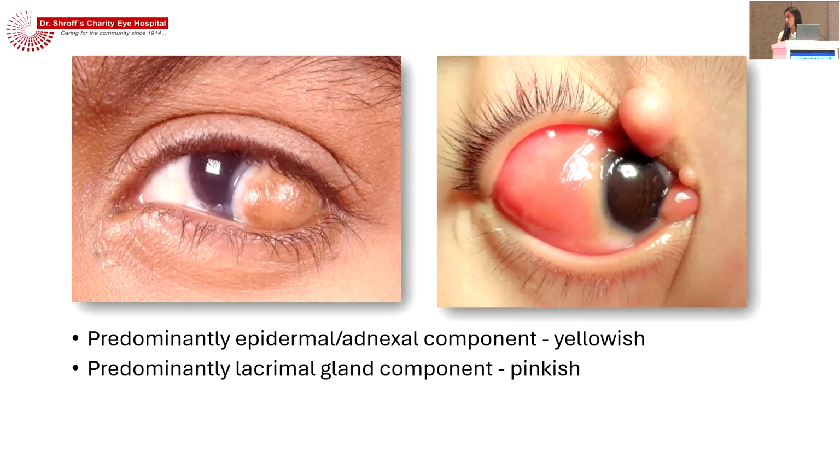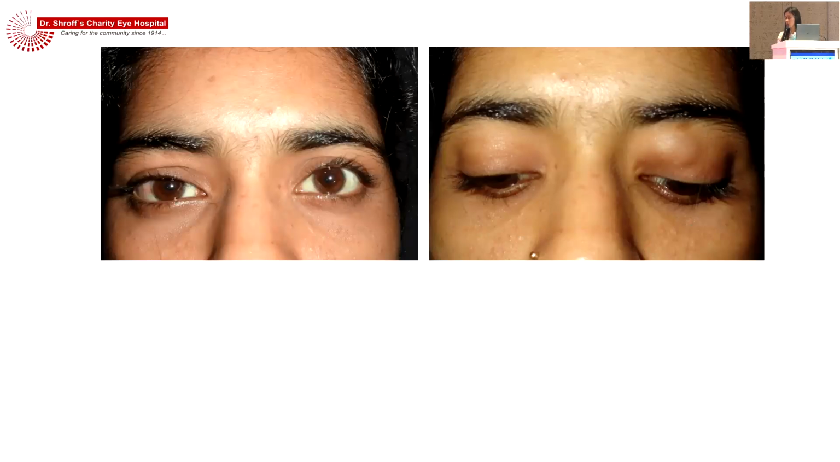yellowish color, then we are looking at maybe epidermal or adnexal component with fat. If it is predominantly lacrimal gland component, like in the second patient, it looks more pinkish, reddish. If it is cartilage predominantly, sometimes the appearance can be a little bluish. So just a kind of broad algorithm, but of course histopath is required.